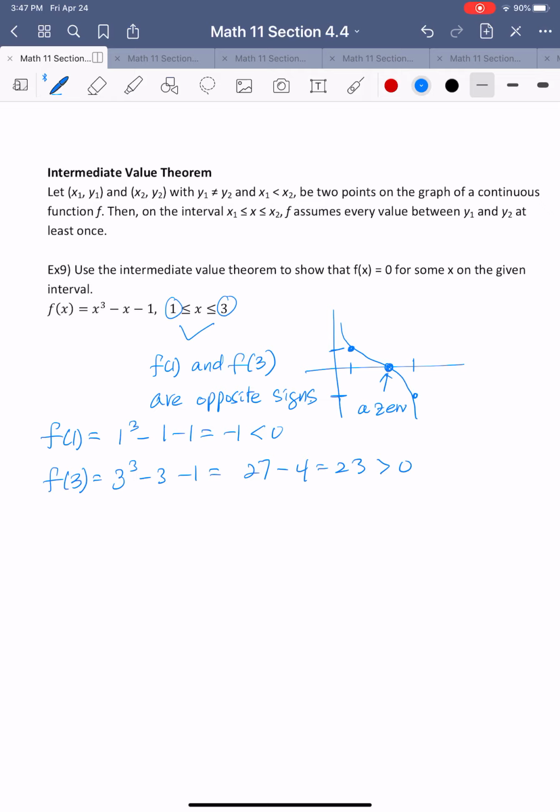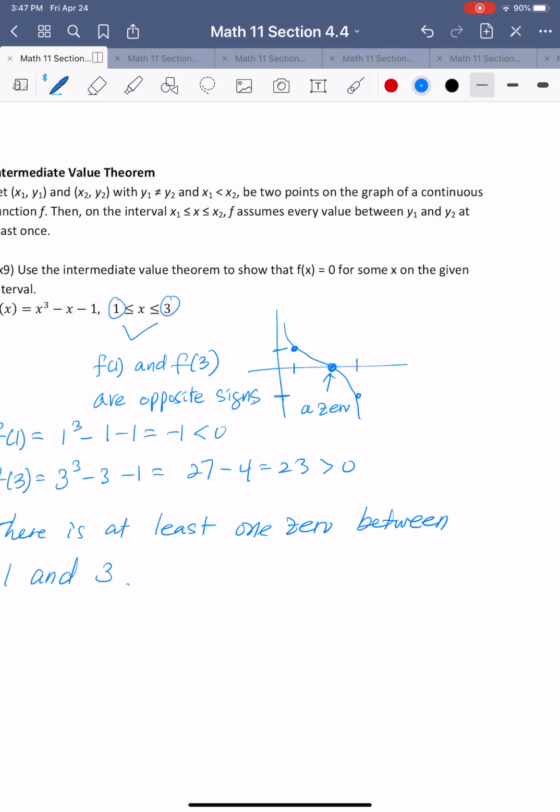which will be the x-intercept. So we can just say that there is at least one zero between 1 and 3, and sometimes more than one. That's what we call the intermediate value theorem. Alrighty, that's the last. Thank you for listening.